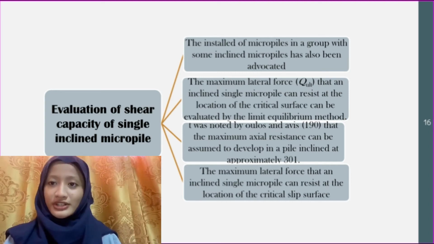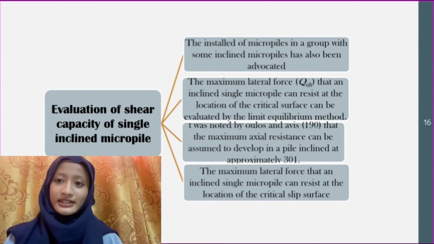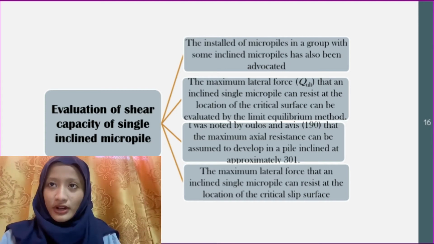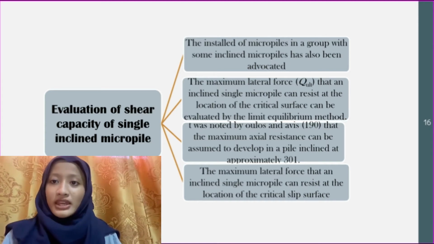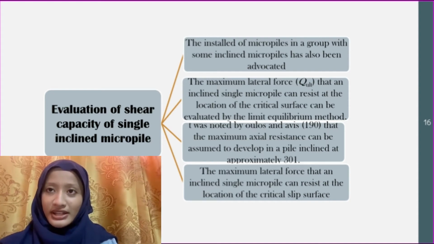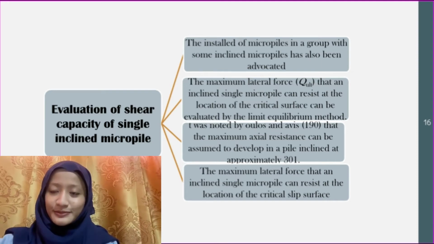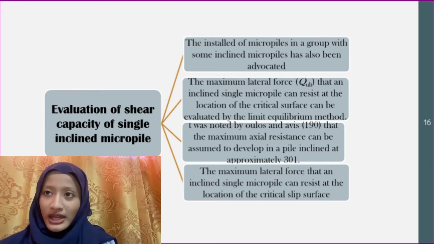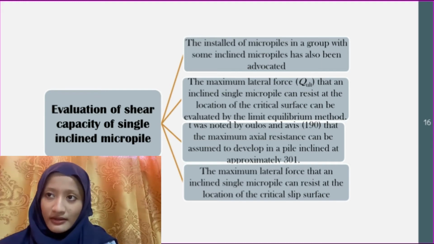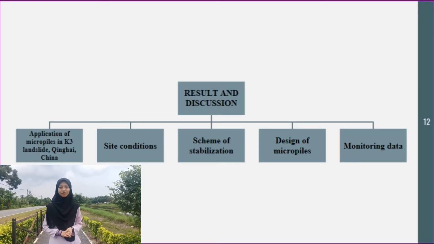For the evaluation of shear capacity in inclined micropiles, firstly, the installation of micropiles as single inclined micropiles has also been advocated. Secondly, the maximum lateral force for the inclined single micropile can be evaluated from the limit equilibrium method. Thirdly, based on Poulos and Davis, the maximum axial resistance can be assumed to develop in a pile inclined at approximately 30 degrees. Lastly, for the single inclined micropile, the maximum lateral force can be resisted at the location of the critical slip surface. Next, we are moving on to the results and discussion.